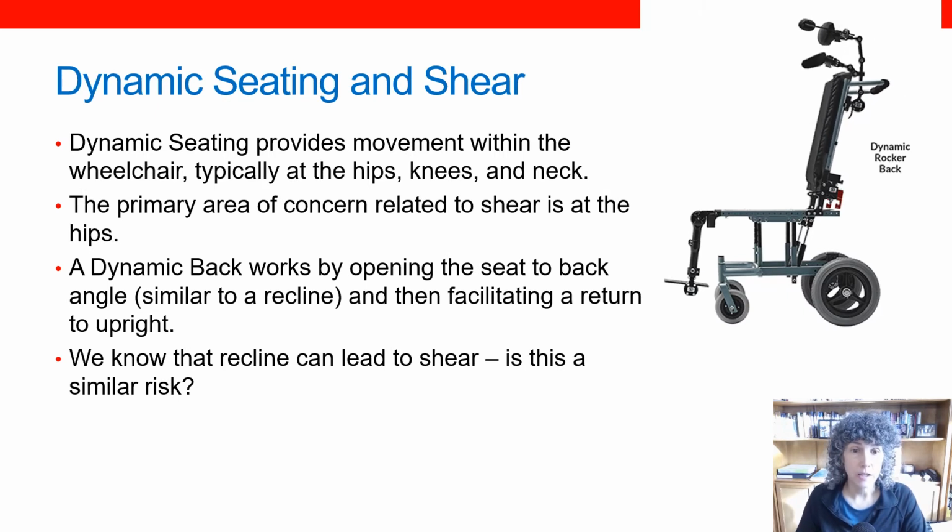Dynamic seating provides movement in the wheelchair, primarily at the hips, the knees, and the neck. The primary area of concern for shear is at the hips with the dynamic back. Do we see shear occurring when somebody is using a dynamic back? Well, the dynamic back works by opening the seat to back angle, and that's similar to recline. So is this a similar risk?